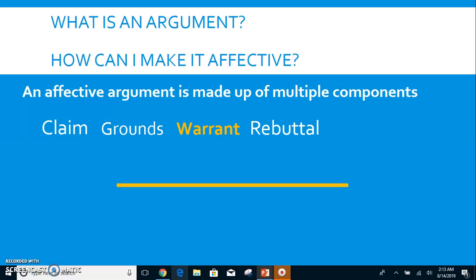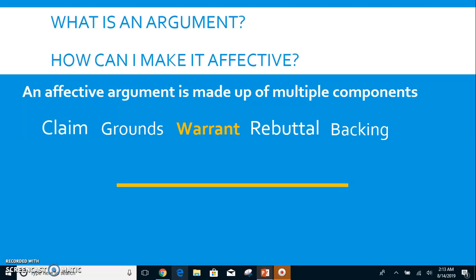A block is a debate strategy where you anticipate what they're going to say or how they're going to rebut your claim and grounds and warrant, and you anticipate another response on top of that. So that is where the backing comes in. This refers to any additional support to your warrant. Because a lot of times your warrant isn't clear. It's just assumed.